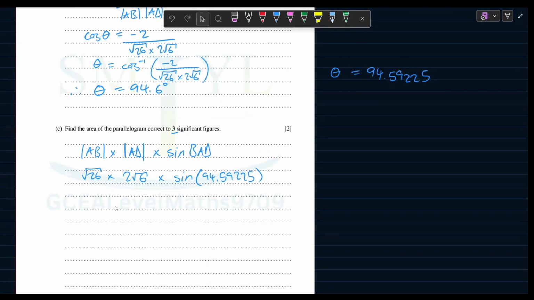Alright, so let's punch this into the calculator. This is root 26 times 2 root 6 times sine of 94.59225, which gives us 24.9. And this is going to be our final answer to 3 significant figures.